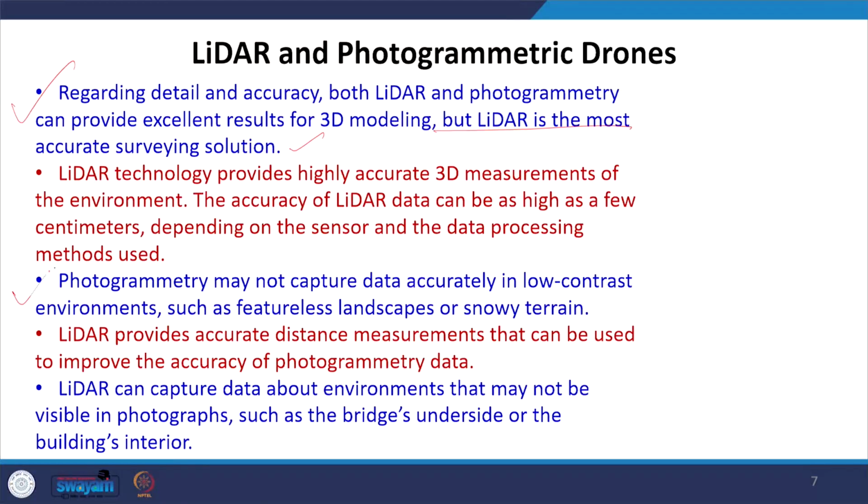Depending upon the sensor and the software which we are using to process the data, we get the accuracy. Photogrammetric drones may not capture the data so accurately, particularly in low contrast environments such as snowy terrain or featureless landscape. But LiDAR provides very accurate measurements that can be used to improve the accuracy of the photogrammetric data. So if we are using both data products together, then we can use some of the LiDAR data to improve the accuracy of the photogrammetric data.